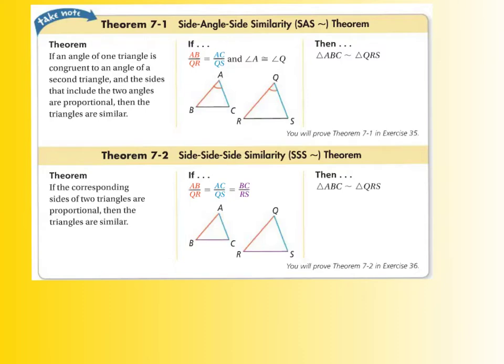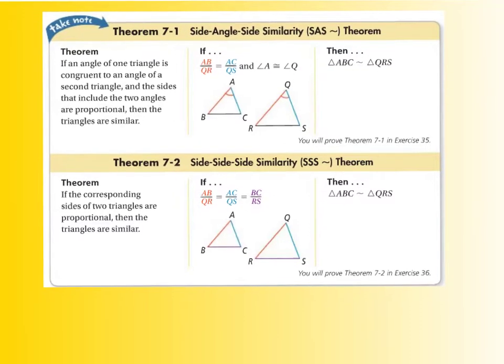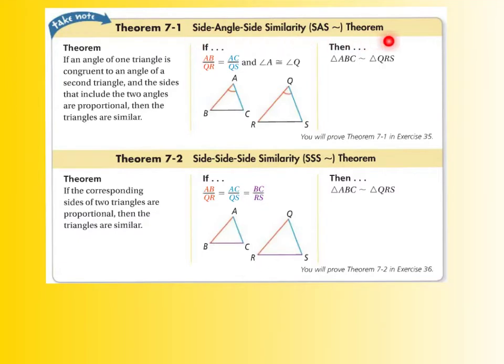We have two other theorems that are going to help us out. The first one is called side-angle-side similarity, where obviously I have a side, the included angle, and then another side. Now think back to when we were doing congruent triangles, because this is so similar, except now I'm talking about similarity. Side-angle-side was one of our theorems. Same with Theorem 7.2, side-side-side was one of our theorems.